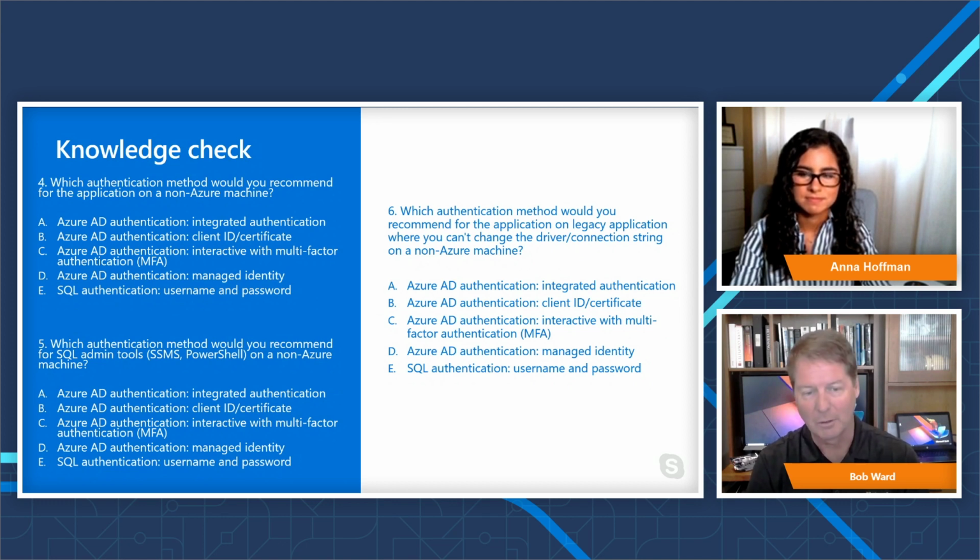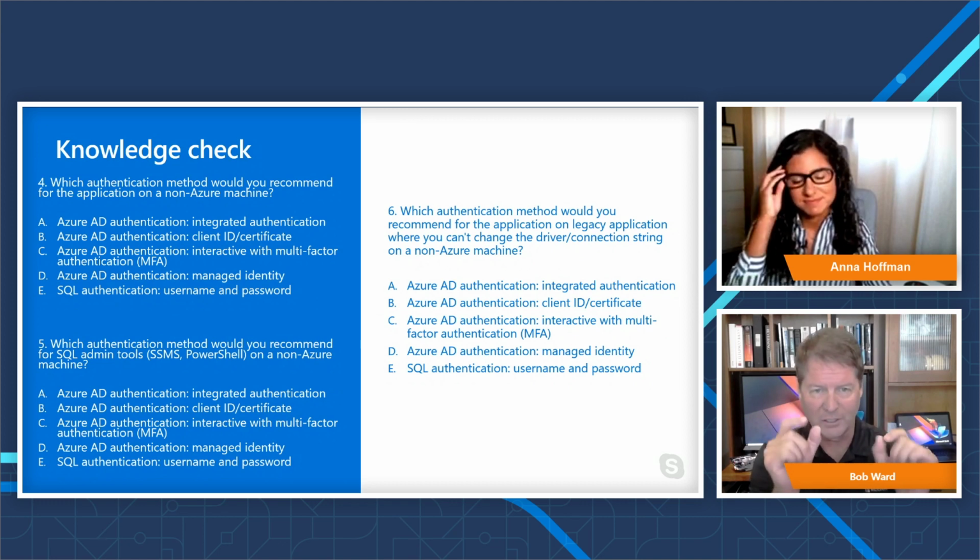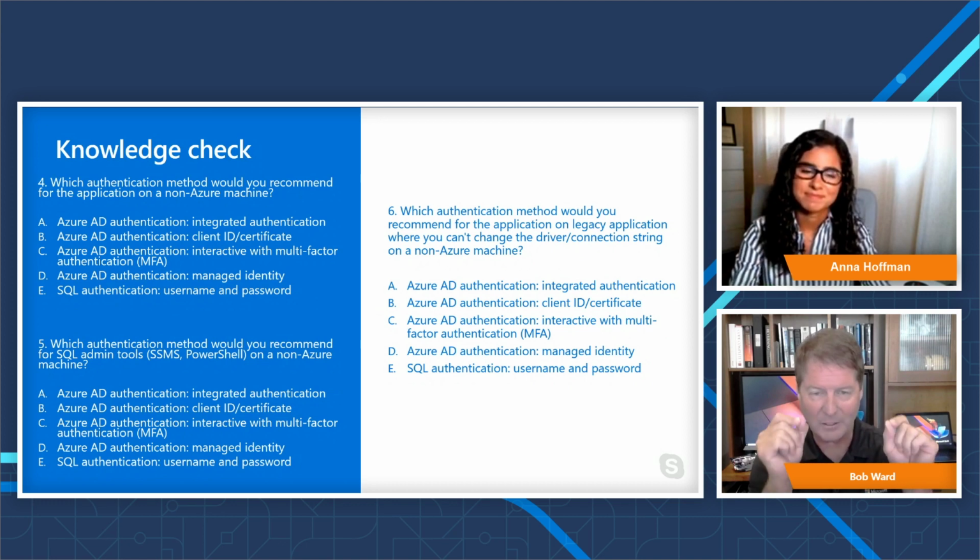Let's just take 4 and 5 together a little bit, right? So I don't want to do E in both of those. You said, as much as possible, Anna, eliminate passwords and hard-coded stuff, correct? So I'm just going to eliminate E out of the gate. And on 4, since this is the app, I can't use D. I can't use D in either one because it's not an Azure resource. You said to me, managed identities have to be an Azure resource. So I've already limited D and E.